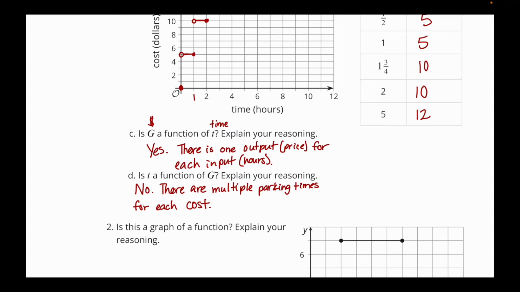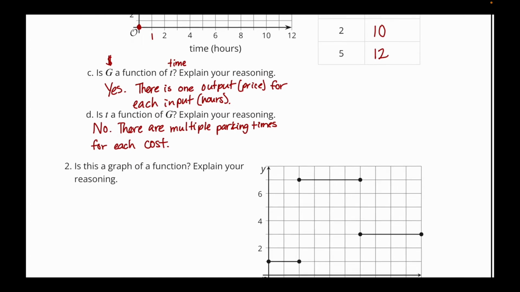There's multiple parking times for each cost except for zero, because zero has to be zero. But for the rest of them, there are multiples. Like you could park an infinitesimally small difference in amount of time, and it would still output 5, whether you parked there for 2 seconds or 3 seconds or 5 minutes, you would still get that charge. So yeah, let's keep going.